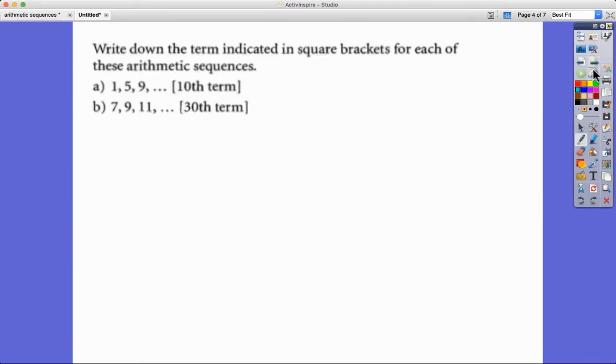Okay, so let's have a look at this question here, for instance. In this question, write down the term indicated in square brackets for each of these arithmetic sequences. First of all, in part A, let's write down the things that we know from this formula already. So we've got U1 plus n minus 1 D.